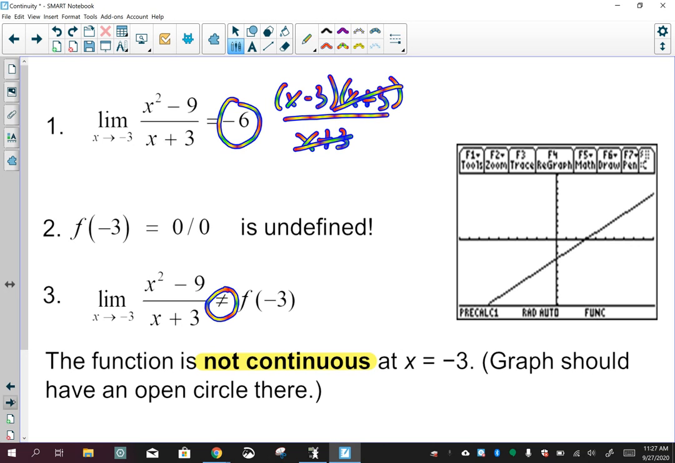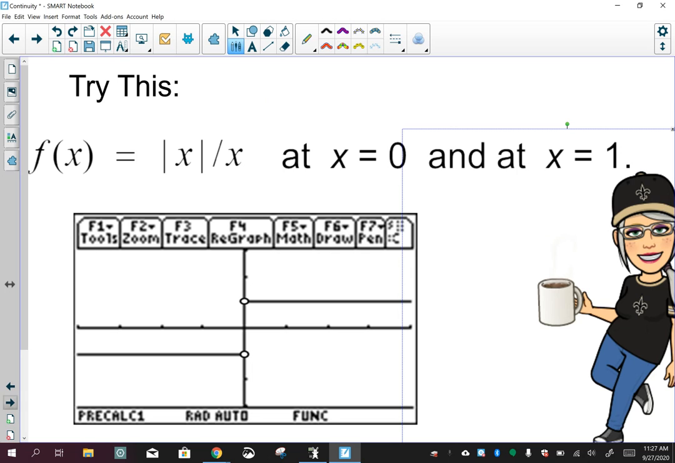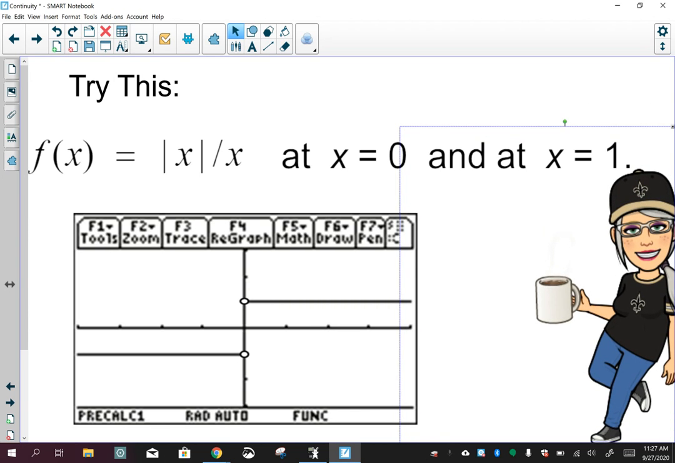So let's continue on. I'm going to give you another one for you to try on your own. You've got f of x is equal to the absolute value of x over x. And we want to take a look at it at x equals 0 and at x equals 1. So I'm going to look at two different ones on this one, okay? So again, hit the pause button, take a moment, try both of these, and let's see what we come up with, okay? So hit your pause button now.